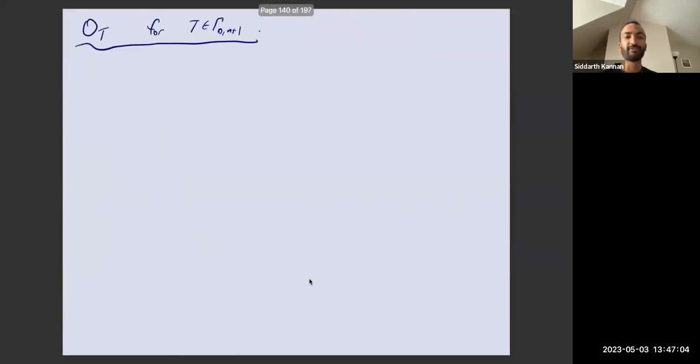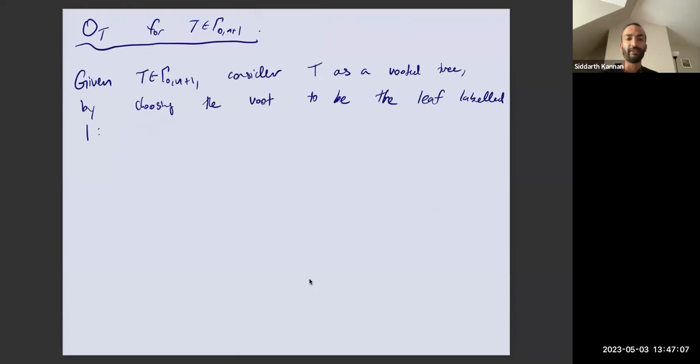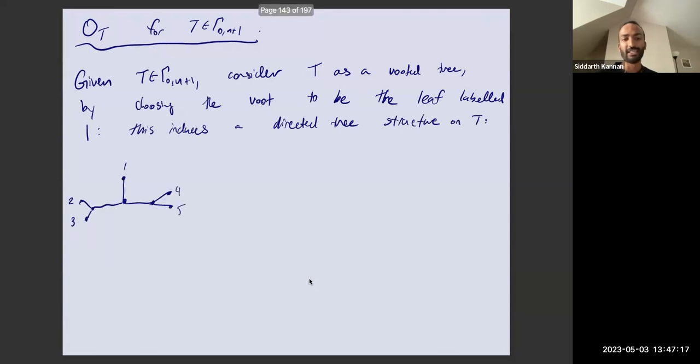So let me define these factors O sub T. If I have an n plus 1 marked tree T, I'm going to consider it as a rooted tree by choosing the root to be the leaf labeled by 1. And this is going to induce a directed tree structure on my tree. So here's a 5 marked tree. I have one leaf that's labeled by 1, and I'm just going to choose that to be my root. And I'm going to direct the edge adjacent to 1 away from 1, and then direct the next level edges away from this vertex, and continue in that way. So I get a directed tree structure where you imagine everything flowing away from the root vertex 1.